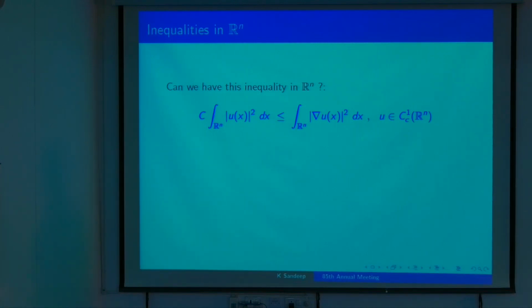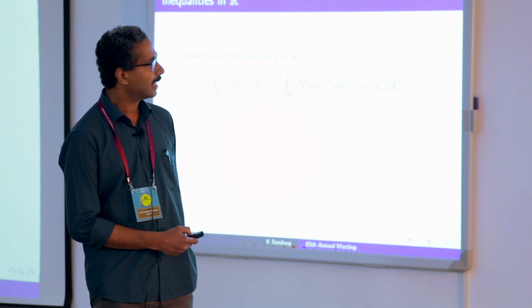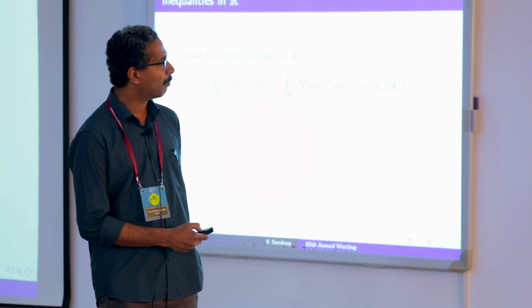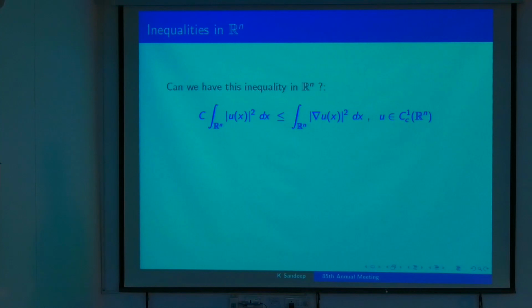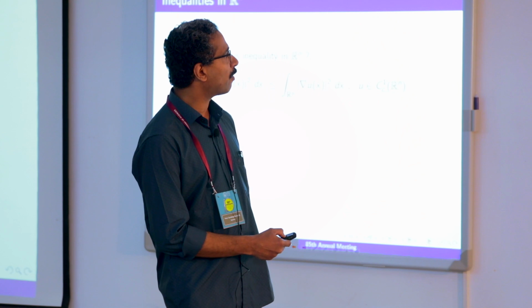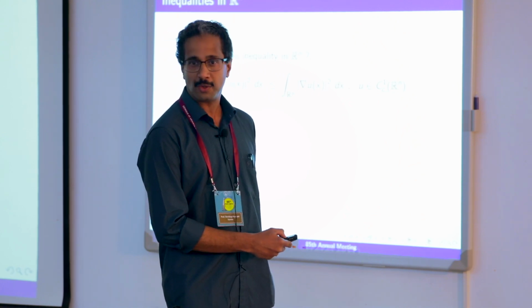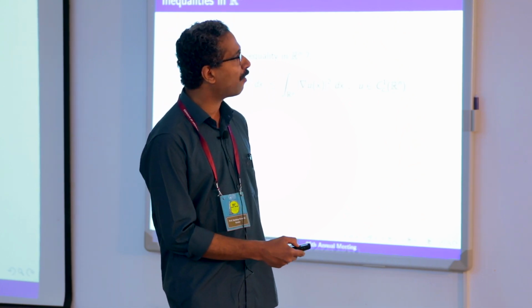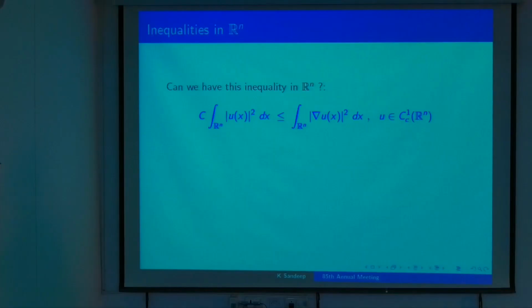Or in other words, can you find a constant C such that the integral over Rn of mod u square is less than or equal to C times the integral over Rn of modulus of gradient of u all square? Or in other words, you take the L2 norm of the gradient. Can you control the L2 norm of the function using that? And it should hold for all functions which are of compact support and once differentiable and so on. Okay. So unfortunately, the answer is no.